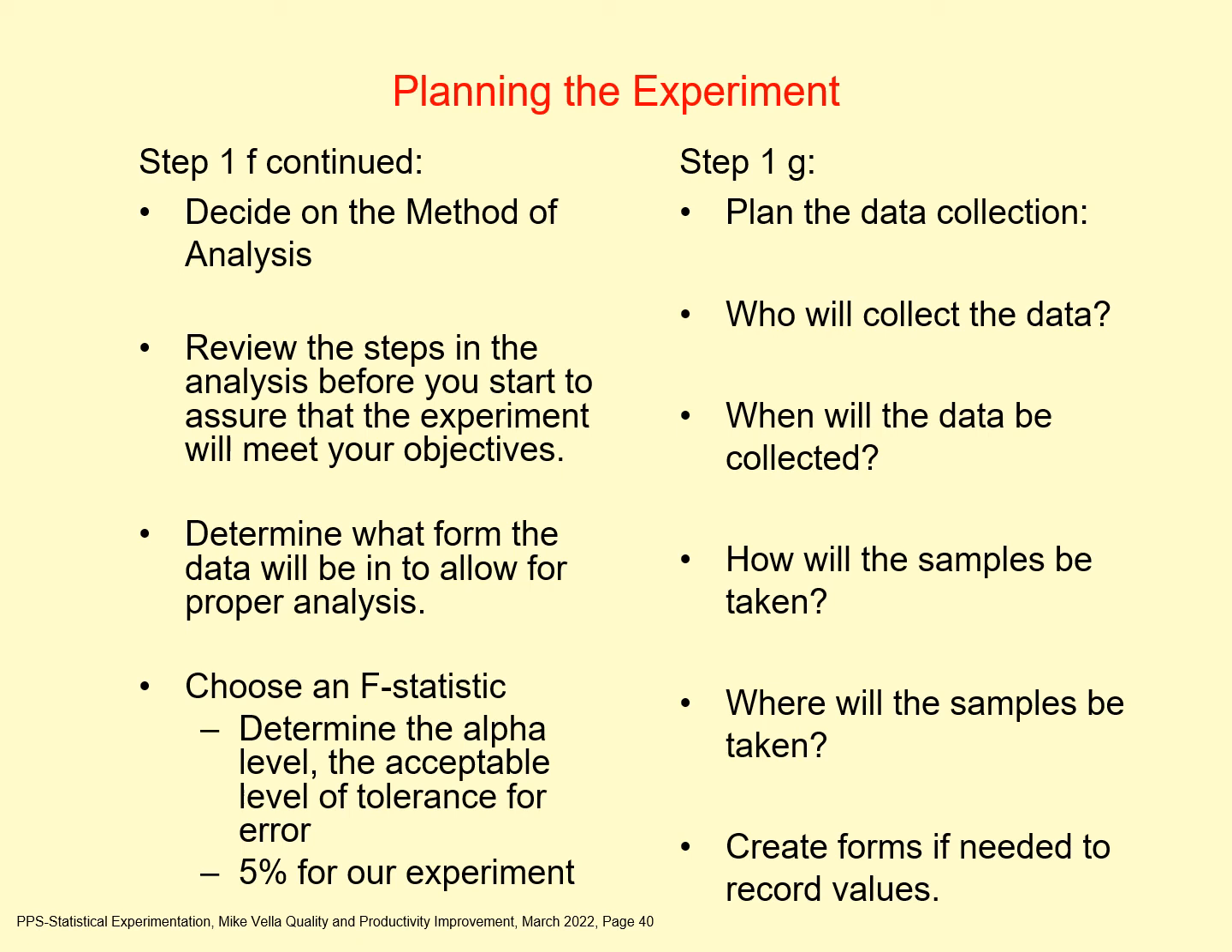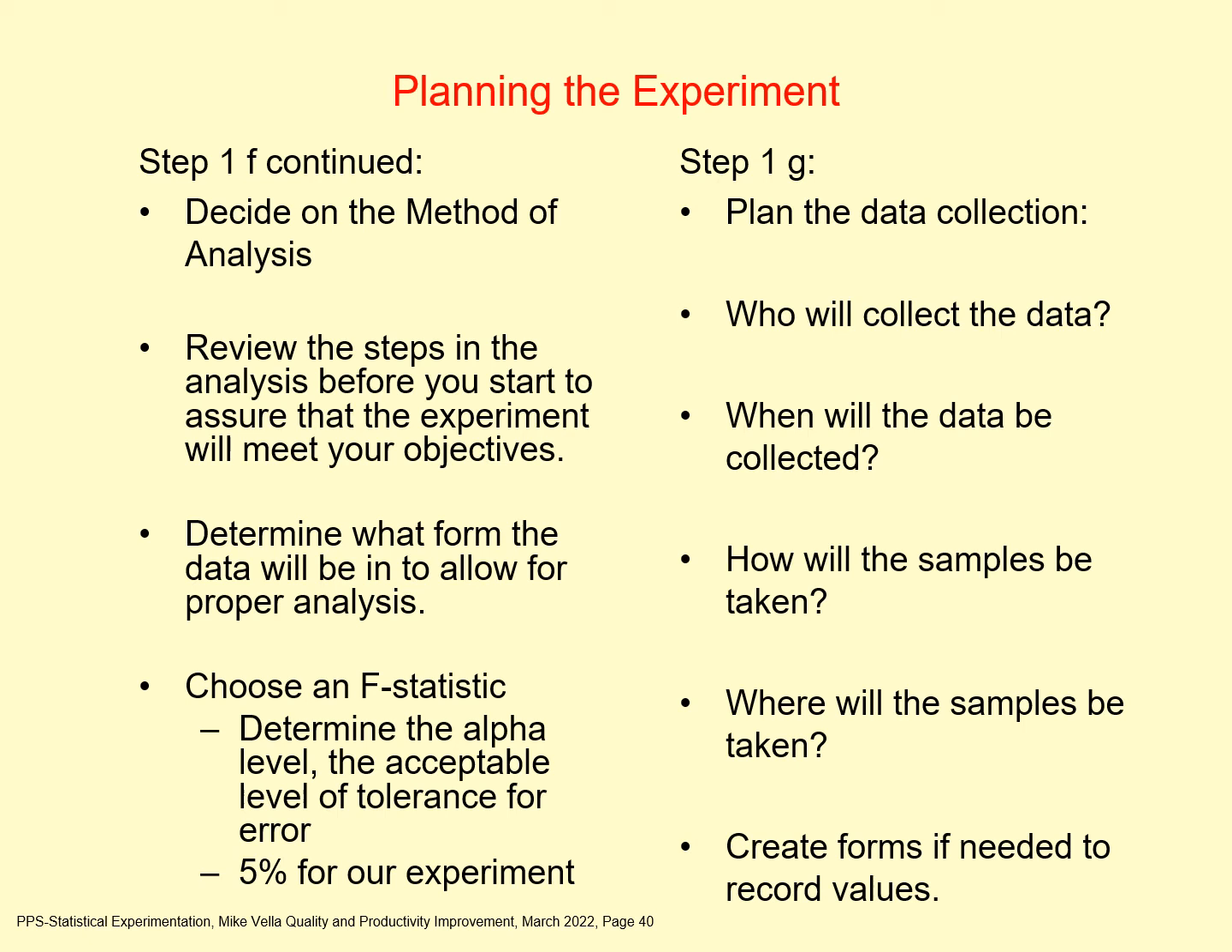Then we're going to determine the level of error that is going to be tolerable. Choose the F statistic. Determine the alpha level and the acceptable level of tolerance. As we've seen in many of the experiments I've talked to you about in this session, 5% is typical.